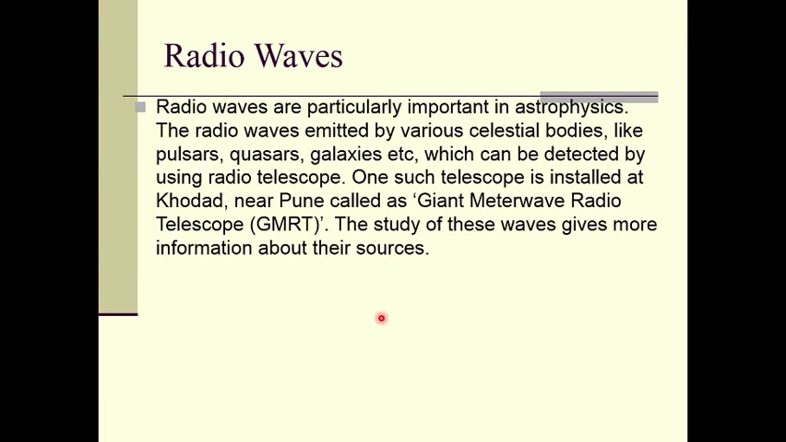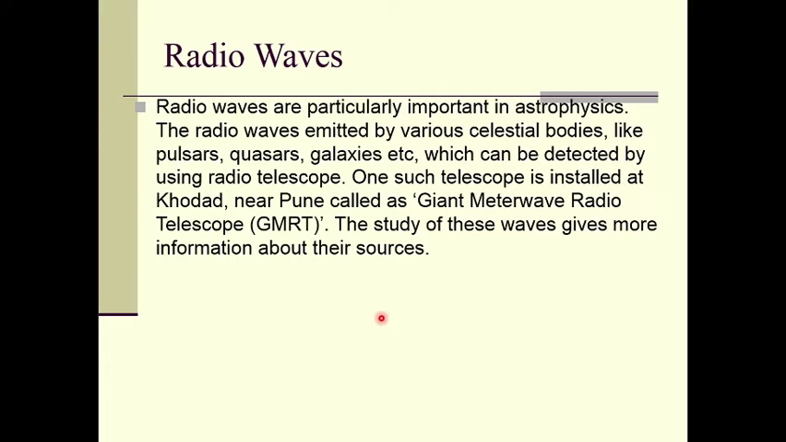Radio waves are particularly important in astrophysics. The radio waves emitted by various celestial bodies like pulsars, quasars, galaxies, etc., can be detected by using a radio telescope. One such telescope is installed at Khodad near Pune, called the Giant Meter Wave Radio Telescope (GMRT). The study of these waves gives more information about their sources, right.